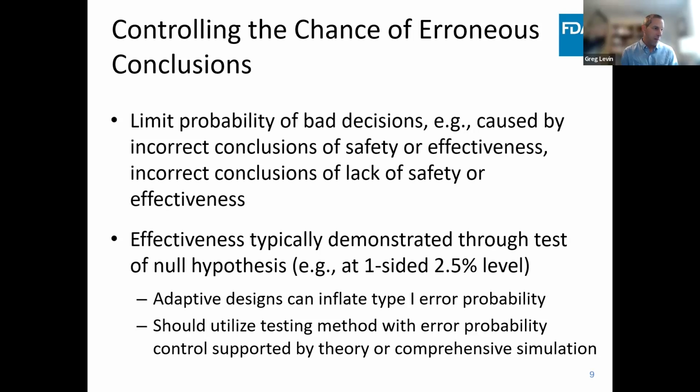From an effectiveness standpoint, this is typically demonstrated, although not always, through a frequentist test of a null hypothesis at a one-sided 2.5% significance level. And it's well known, well established, that adaptive designs can inflate this probability. But this problem can be solved. There is a variety of existing testing methods that can be used where the error control is either supported by analytical theory, or in some cases, there can be sufficient support through comprehensive simulations that the error is controlled.